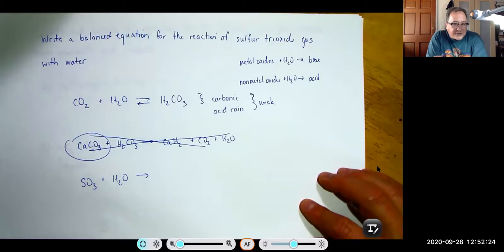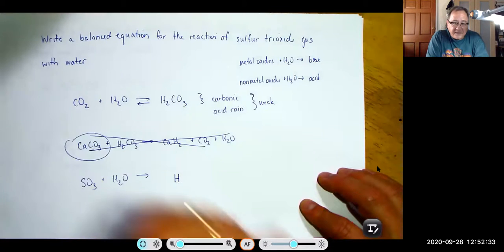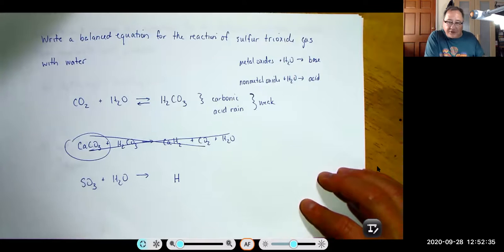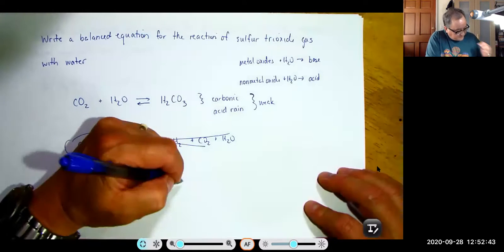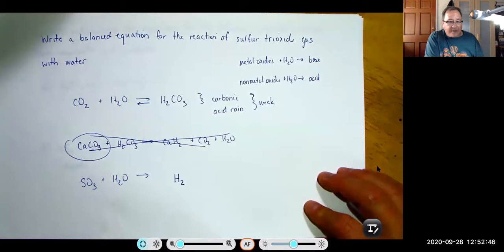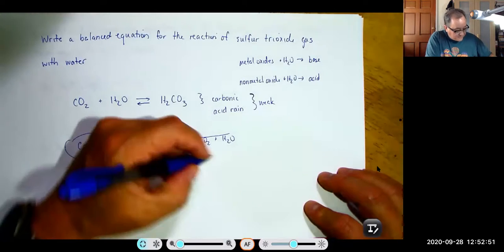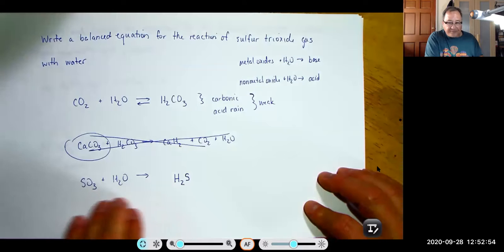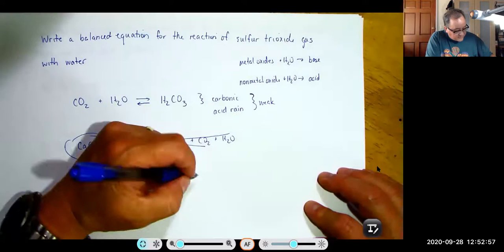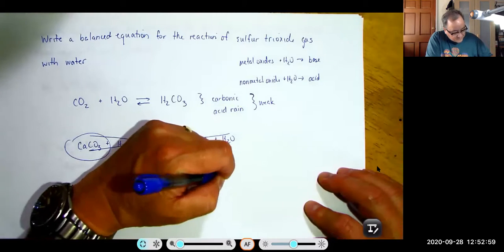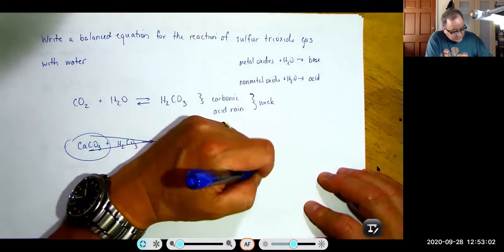When you're trying to think of the answer, you should think, well, I know I'm going to get an acid, so the formula begins with hydrogen. The next thing you should say is, well, I've got 2 hydrogens here, so in my formula, there should be what? 2 hydrogens. How many sulfurs? 1. How many oxygens? 4. This is called sulfuric acid, H2SO4, which is a strong acid.